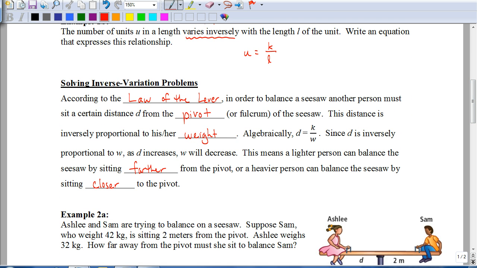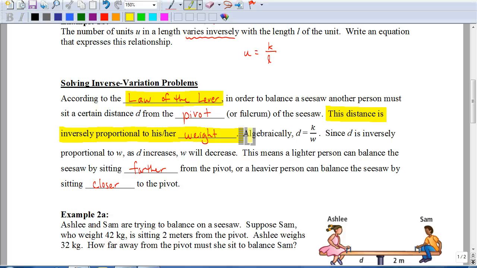dealing with the law of the lever, which basically states that, so just some terms here, in order to balance a seesaw, another person must sit a certain distance d from the pivot or fulcrum of the seesaw. They say the distance is inversely proportional to his or her weight. So the distance you have to sit to balance a seesaw or teeter-totter out is inversely proportional to the weight.